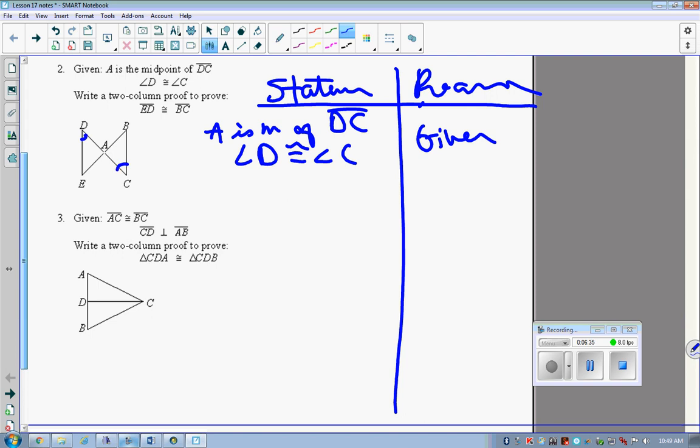All right, this next part is what we would naturally probably make an assumption about, but we're going to say that DA is congruent to CA.